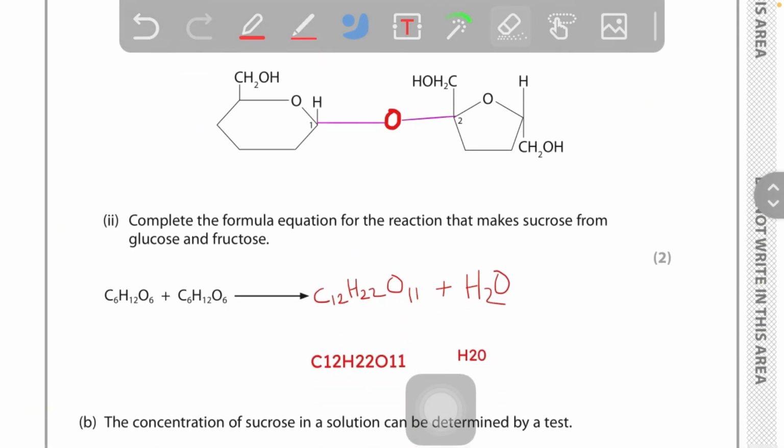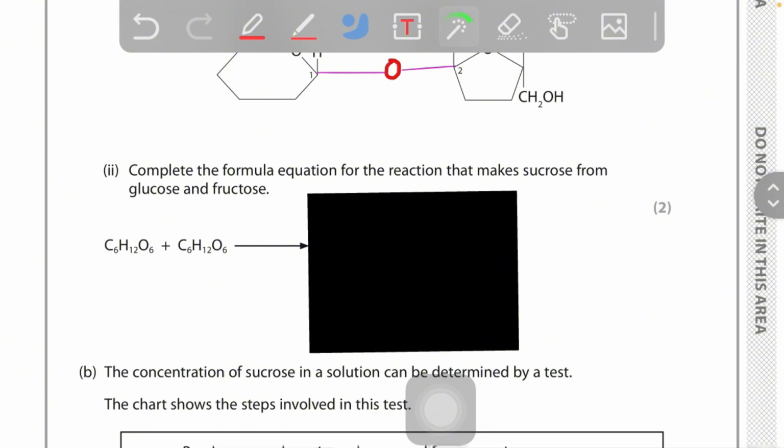Number 2, complete the formula equation for the reaction that makes sucrose from glucose and fructose. It is possible that not everyone is very studious, and it's not possible to remember the molecular formula of everything. But you should know a basic equation. For example, when these two form a bond, the main product and a water molecule are produced.